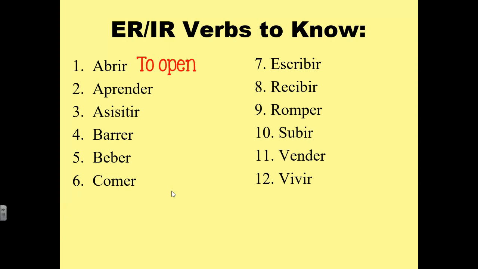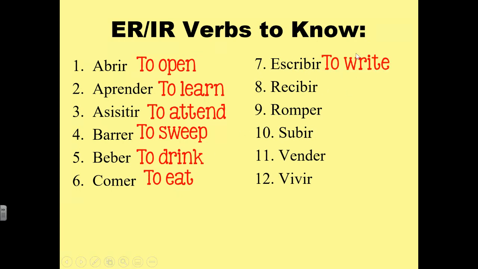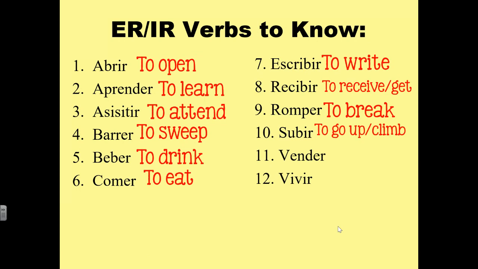Here are some verbs to make sure you know what they mean. Abrir is to open. Aprender is to learn. Asistir means to attend. So if you attended a different school last year, you could say yo asistí at Dutchtown. Barrer means to sweep. You should remember that from our last unit. Beber is to drink. Comer is to eat. Those aren't new. Neither are escribir or recibir. Those mean to write, to receive. Romper, we did that with reflexive verbs. This means to break. Subir, we did with la casa stuff. Subir las escaleras, that would be to climb or to go up. Vender means to sell, and vivir is to live.